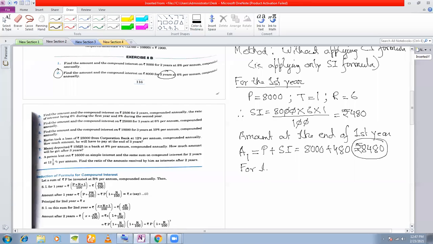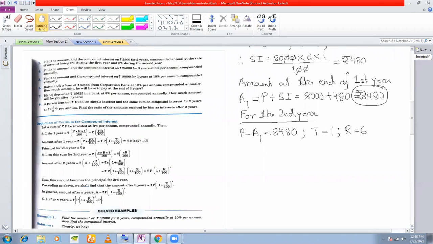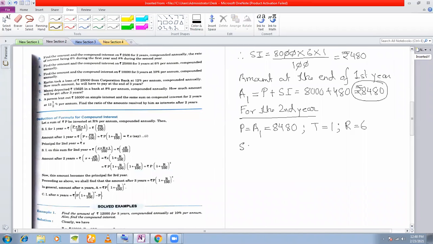Now what will happen is that for the second year, this amount that we have got, 8,480, is going to become our principal. So for the second year, the principal must be equal to the amount for the first year, which is 8,480. Time is, because we are calculating only for 1 year, that is the second year, so time will remain 1 and rate will also remain the same. Okay, so again we are going to calculate SI for the second year.